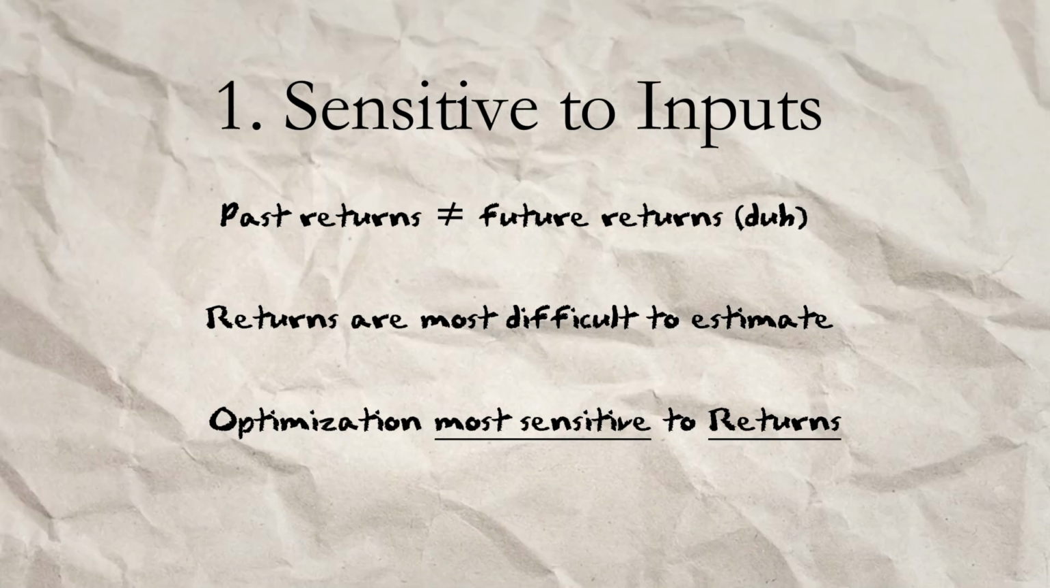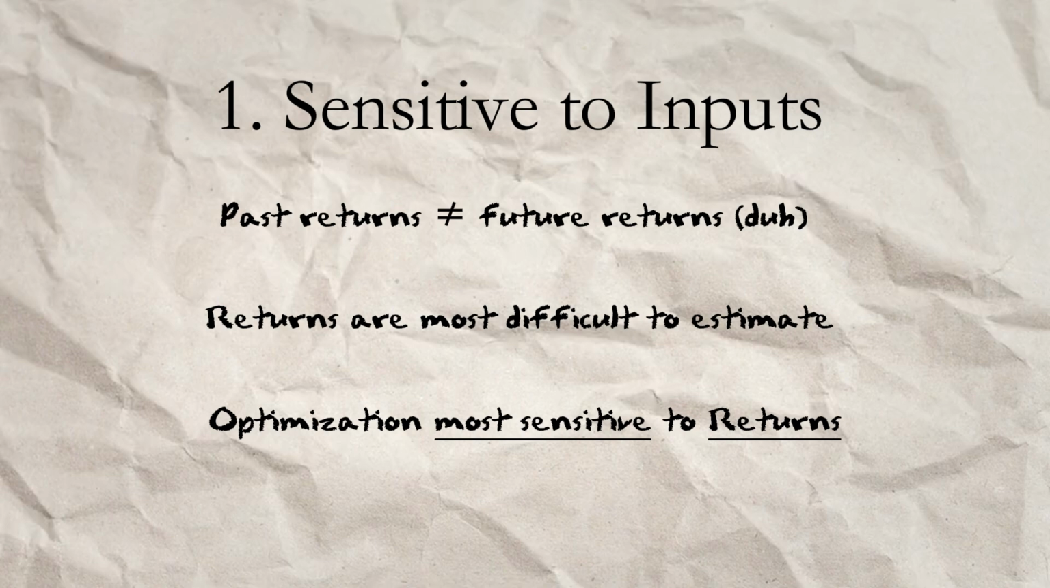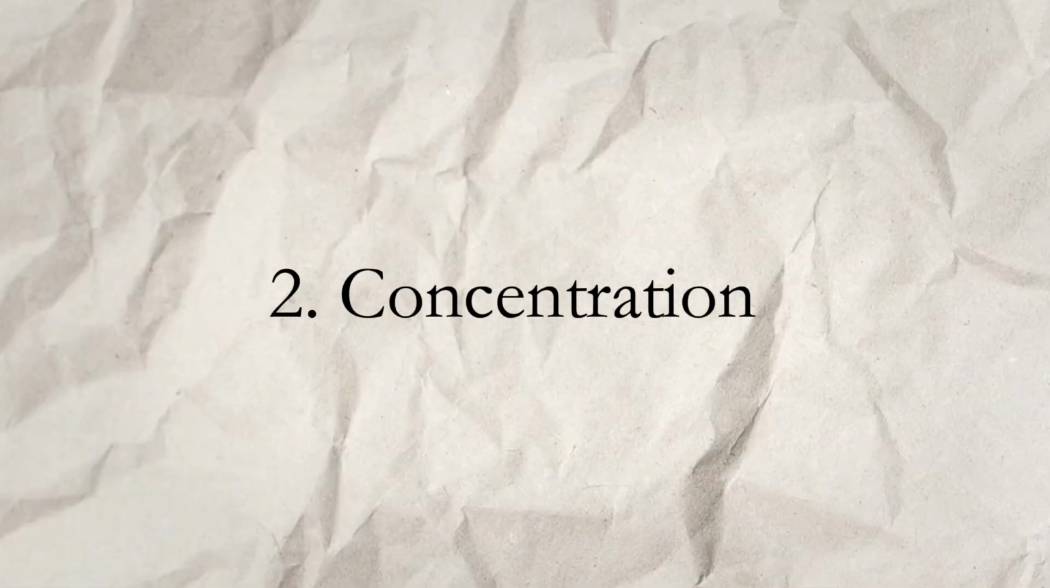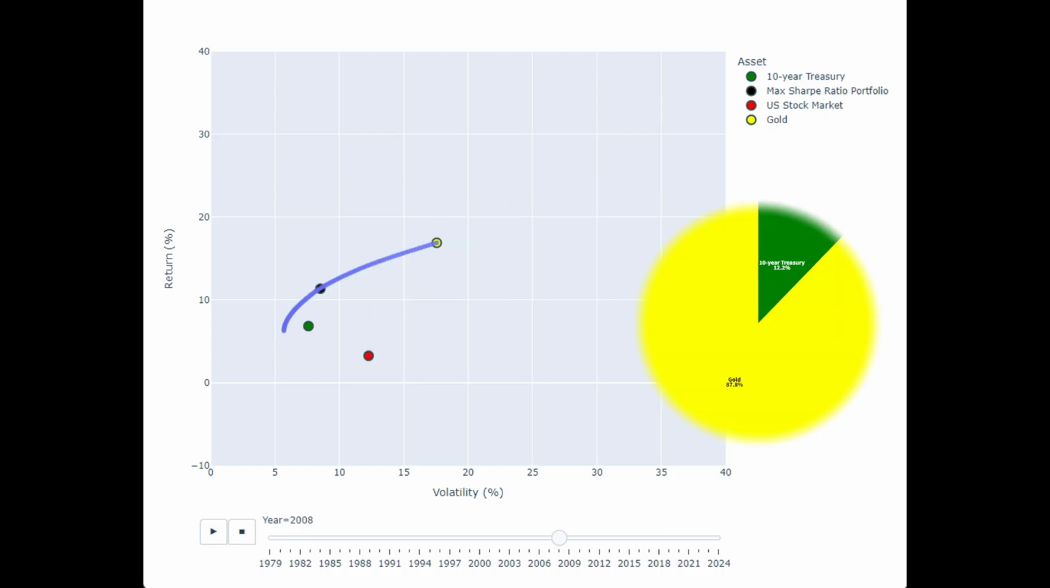Now, being sensitive to inputs is not unique to this model. Instead, it's quite common for other optimization tasks that use inputs that are forward-looking forecasts. So there's always a sensitivity to the inputs here. Also, allocations tend to be highly concentrated. So the optimization tends to create portfolios that only allocate to a small subset of the investment universe that you provide. We kind of saw this in our simulations as well.